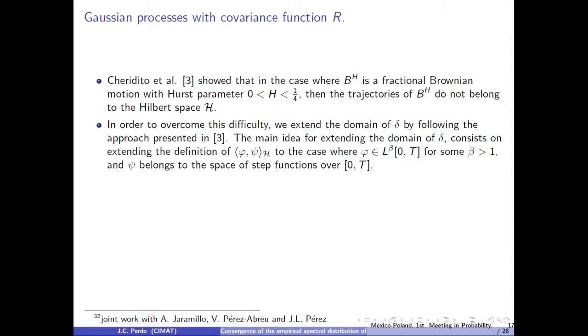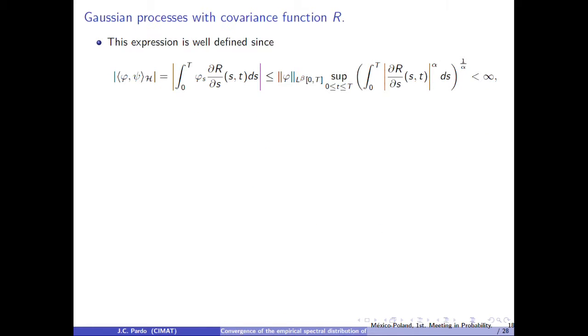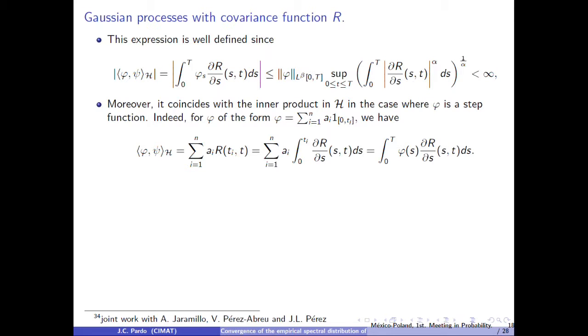In order to overcome this difficulty, they extend the domain of delta by the following approach. The main idea of extending the domain consists in taking phi in L^beta for some beta bigger than 1, and psi belonging to the space of step functions between 0 and T, right? So for any pair of functions as I said before, we define the following inner product. As we see, this expression is well defined because we are assuming this hypothesis, right? Moreover, it coincides with the inner product in H when phi is a step function. And indeed, the approach is completely the same, right?